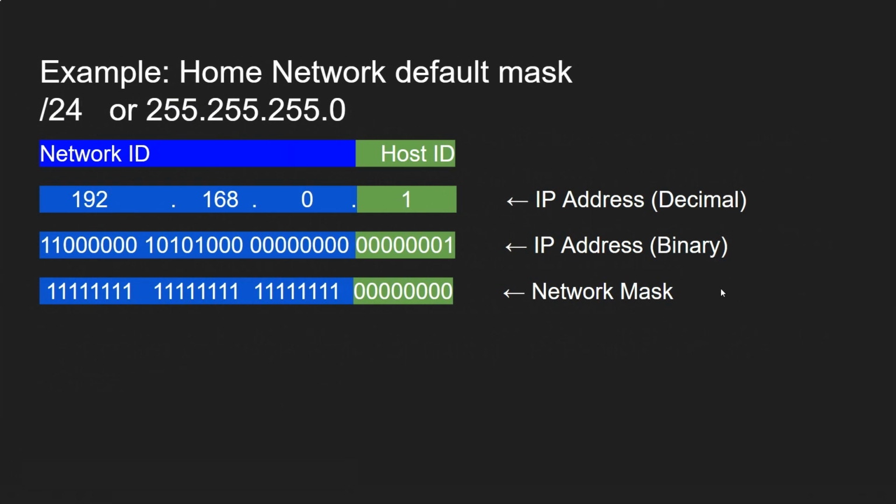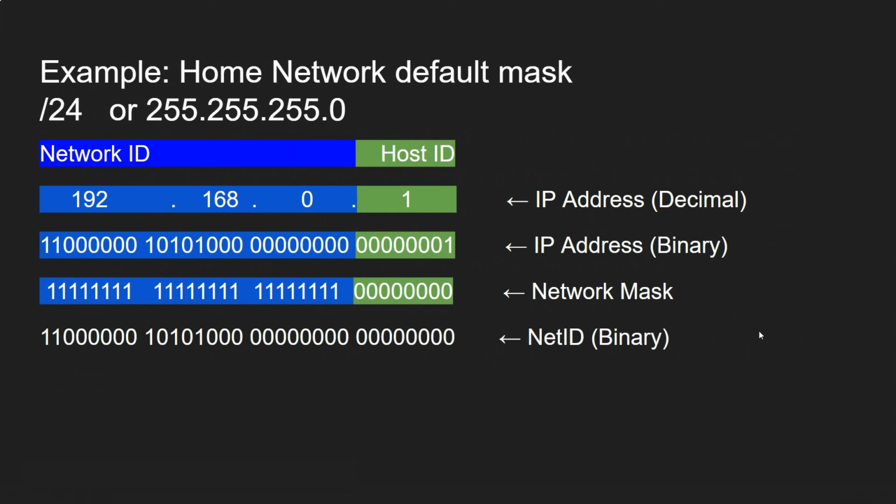So let's see that in action. The network mask, we apply it and we get the network ID that comes out at the other end. So what has happened here? Well, it's quite simple really. All you do is you take the IP address that you've converted into binary and you do a logical AND with the network mask.